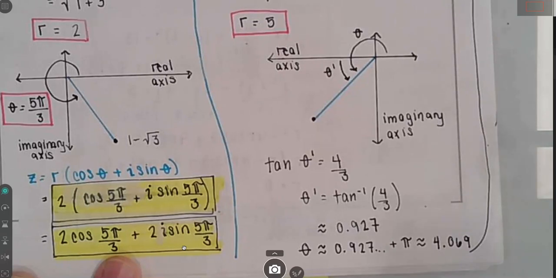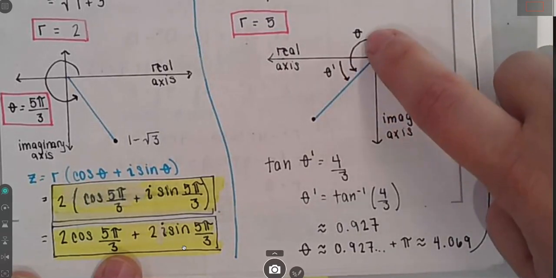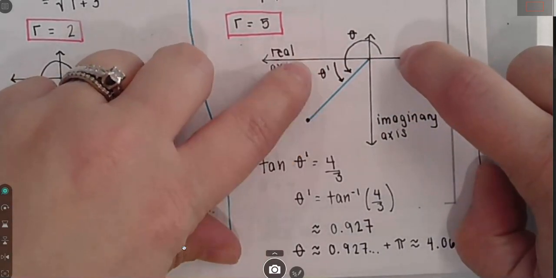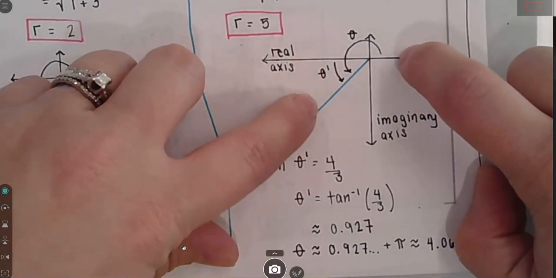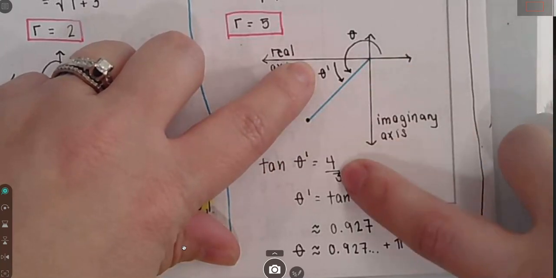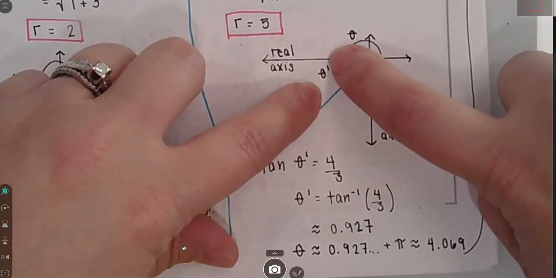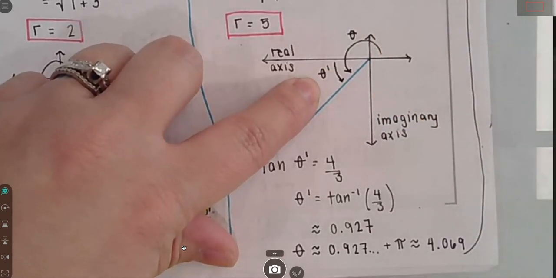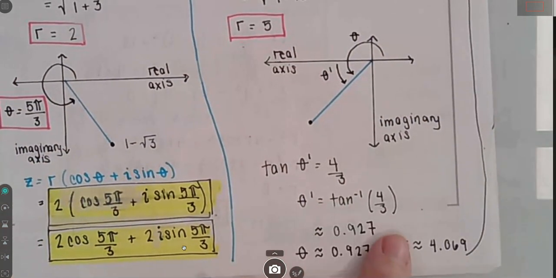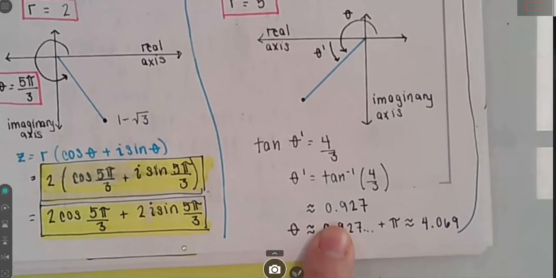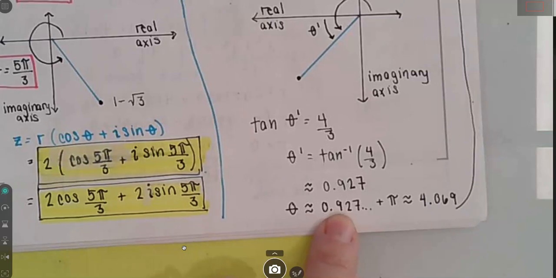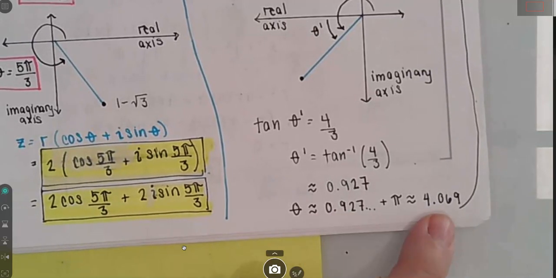So the way that I solved it, since this is the theta we're looking for, I solved for this theta, this I call theta prime, using tangent. And then I knew that whatever I get here, I'm just going to have to add pi to get the whole angle. So I used inverse tangent, I got approximately 0.927. I saved that in my calculator, I didn't round. I added pi, and then I rounded.